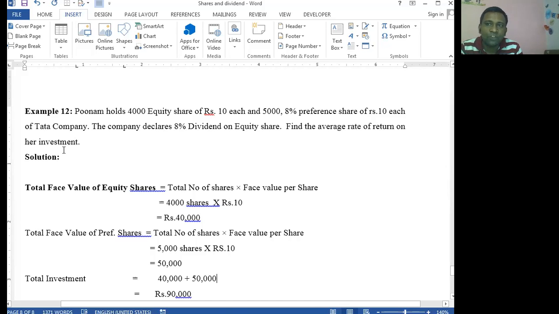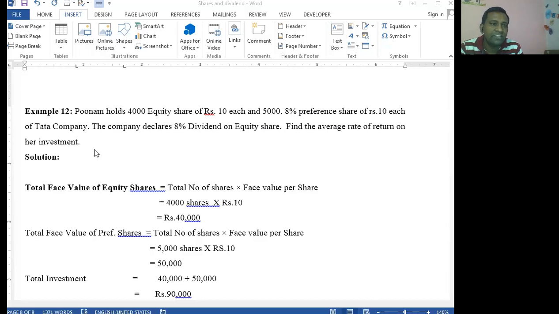There are two types of shares held by Poonam: 4000 equity shares and 5000 preference shares. The rate of dividend on preference shares is 8%. Actually, the rate of dividend on preference shares is pre-decided, pre-fixed at the time of share acquisition. But the rate of dividend on equity share is declared in the annual general meeting. And for the current year, the company declared 8% dividend on equity share. So on preference share as well as equity share, the rate of dividend is similar, 8% and 8%.